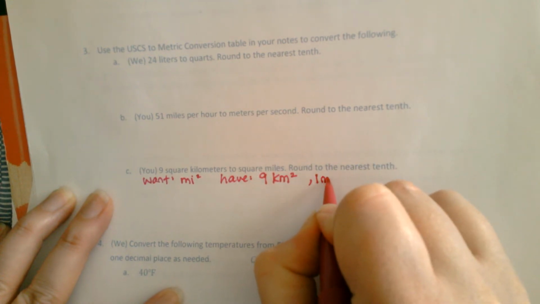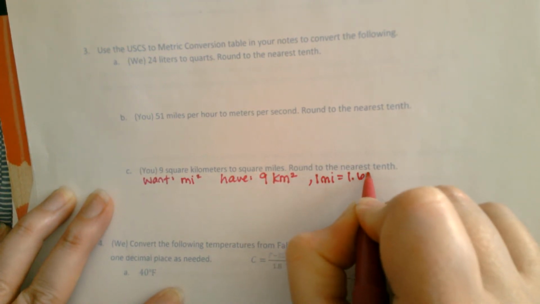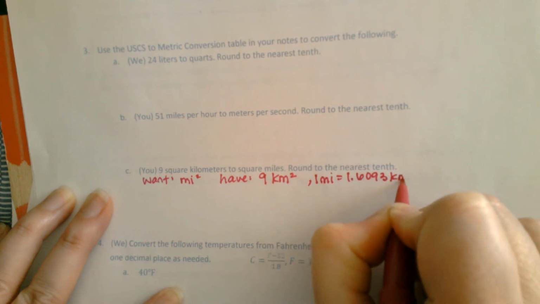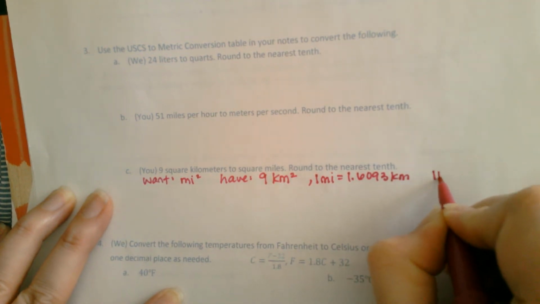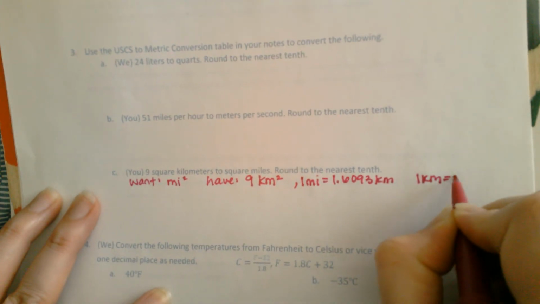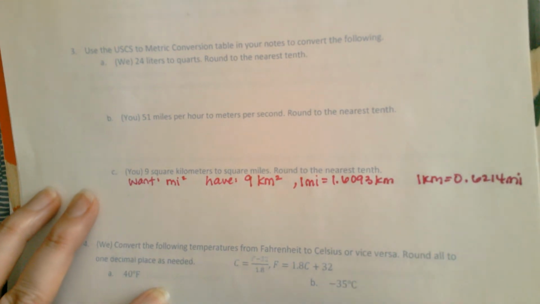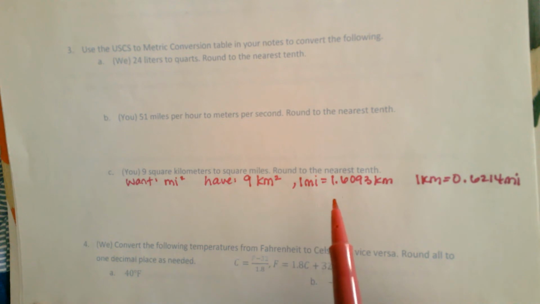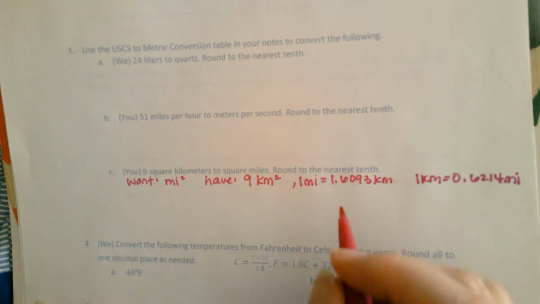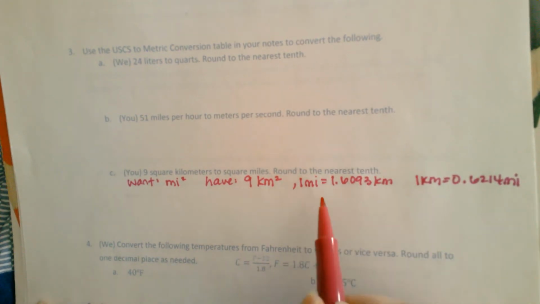We can either say that 1 mile is equal to 1.6093 kilometers, or we can say that 1 kilometer is equal to 0.6214 miles. Now you can use whichever one you want. Like I said in class, I generally like to use one that doesn't start with a 0. So I start with this one.